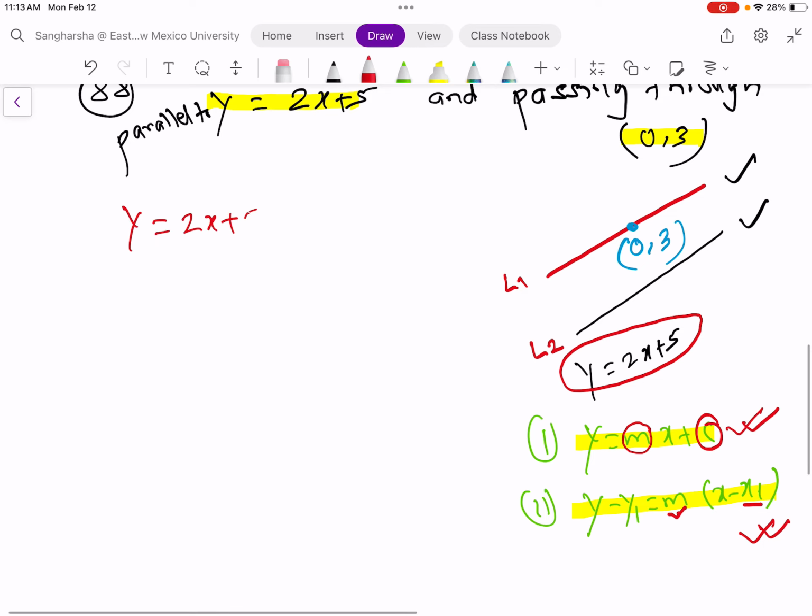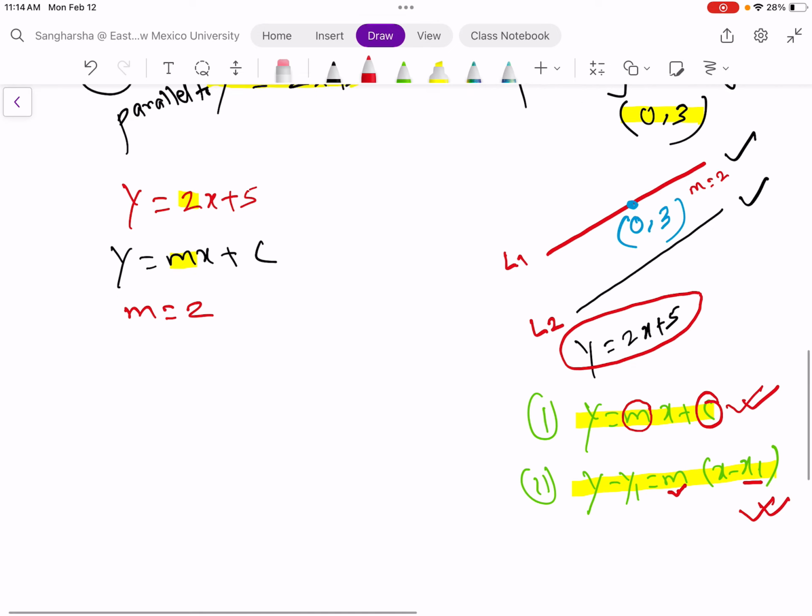In order to find the slope, we compare this line with our slope intercept form, y equals mx plus c. If we compare, the coefficient of x is the slope. You have to solve for y first, and after solving for y, you compare with the slope intercept form, where the coefficient of x is the slope. So the slope of line 2 is 2. Since these two are parallel, the slope of line 1 is also 2.